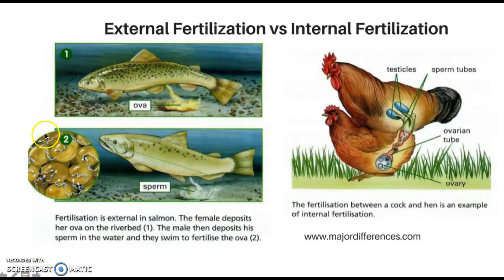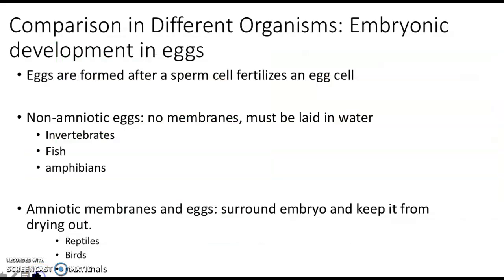Okay? How that looks in animals: external fertilization, again, the eggs are just released into the water. And then the sperm is also released over those eggs into the water. And then internal fertilization, the male has to place his sperm inside of the female's oviduct or her birth canal, where it will go on to her ovary to fertilize an egg cell to become an egg. Okay? Eggs are formed after the sperm cell fertilizes an egg cell.